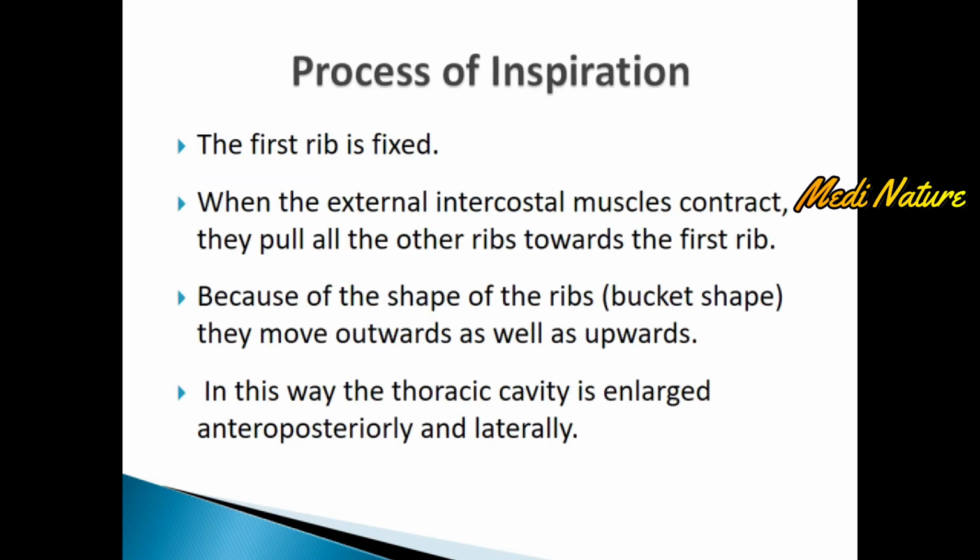So now we are going to learn about the process of inspiration, or how the chest or the thoracic cavity expands during inspiration. As we know, the first rib is fixed. Therefore, when the external intercostal muscles contract, they pull all the other ribs towards the first rib. The ribs are bucket shaped. Because of this shape, they move outwards as well as upwards. In this way, the thoracic cavity is enlarged antero-posteriorly as well as laterally.